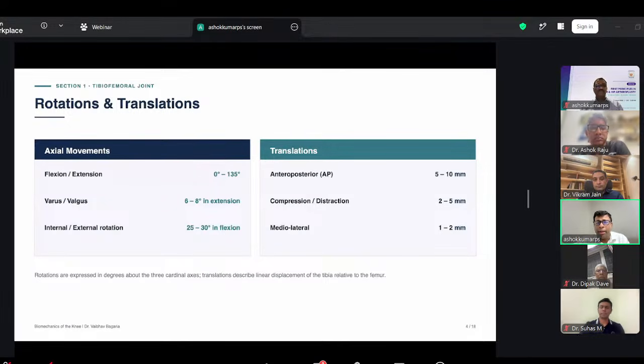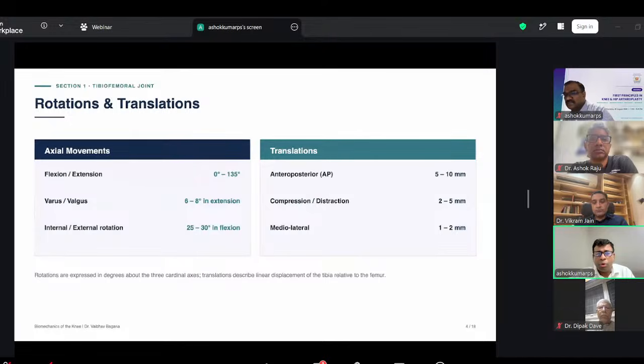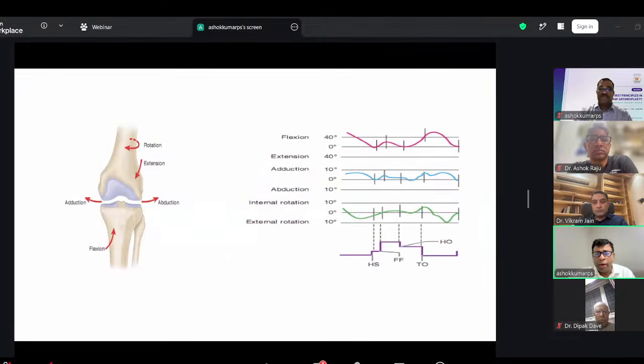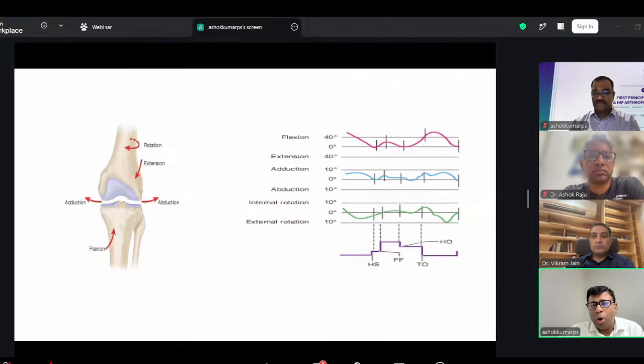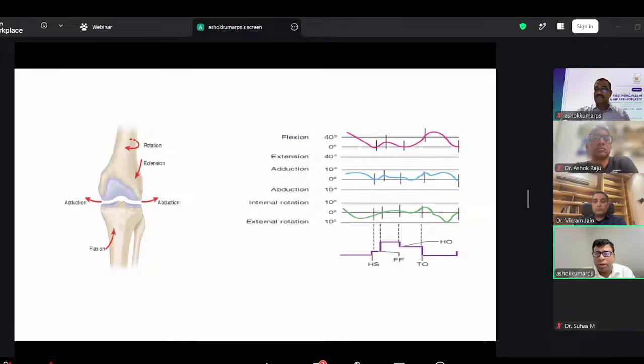to 10 millimeters. In compression, distraction, it is around 2 to 5 millimeters, and a mediolateral opening, which is around 1 to 2 millimeters. Remember that the rotations are expressed in degrees about 3 cardinal axes, whereas translation describes a linear displacement of the tibia relative to the femur. So these are the movements that you see. This is the axis. You'll see all the 6 degrees of freedom, and you will also see that the movement alters: flexion, extension, adduction, abduction, and rotation change in the different gait cycle, with different types of rotation and combination of rotation leading to a normal gait.